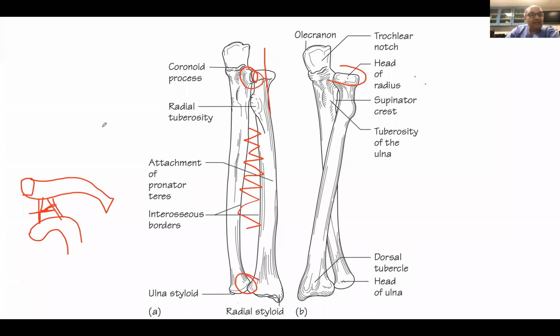What is the third ligament of the elbow joint? I told you, first is radial collateral, ulnar collateral, and the fibrous capsule. These are the three ligaments of the elbow joint. The annular ligament is the ligament of my proximal radio-ulnar joint.